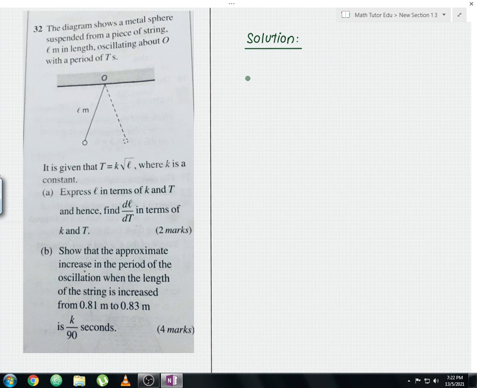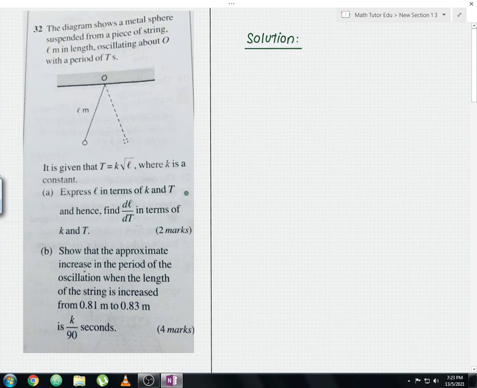Okay, let me read the question now. The diagram shows a metal sphere suspended from a piece of string L meter in length, oscillating about O with a period of t second. So this is the string which is oscillating with a length of L meter. So continue to read the question. It is given that t is equals to k square root L, where k is a constant.